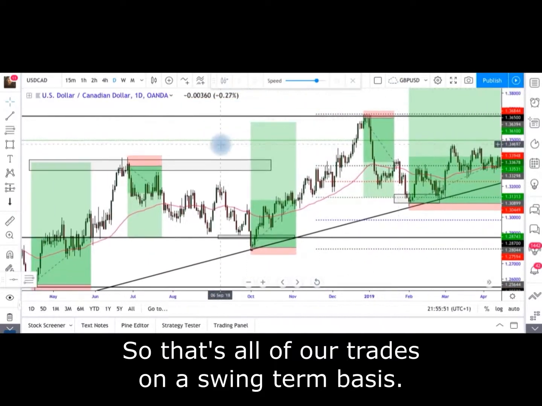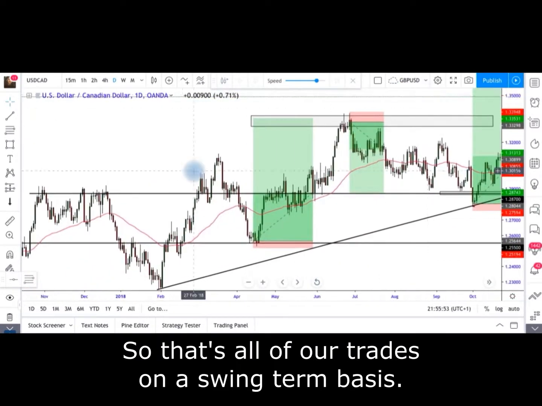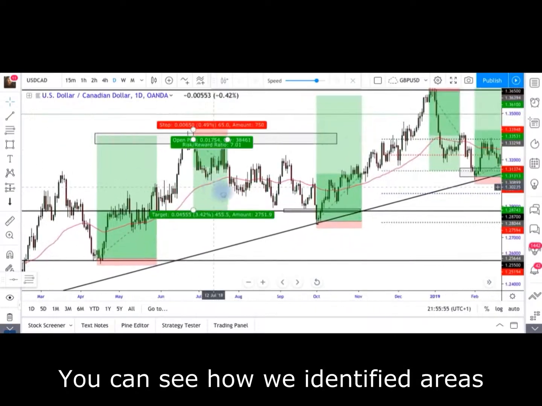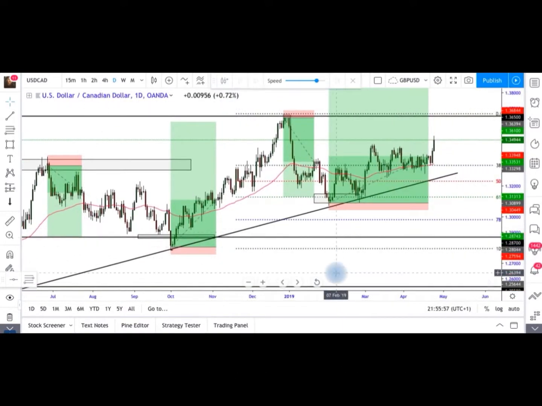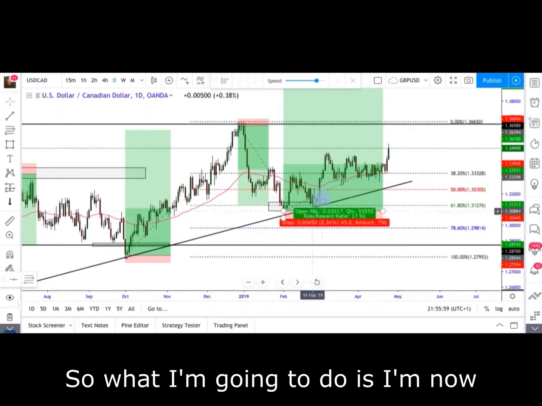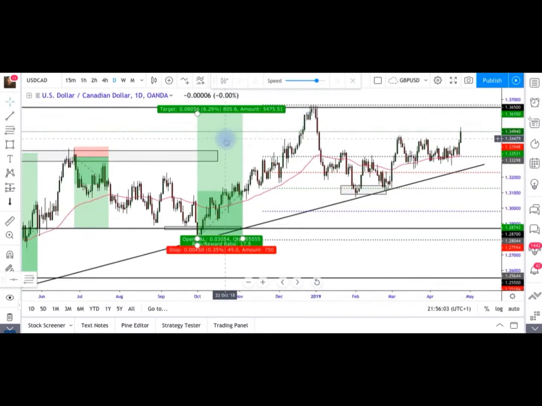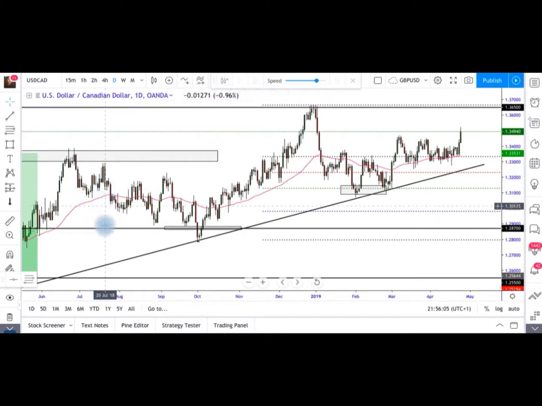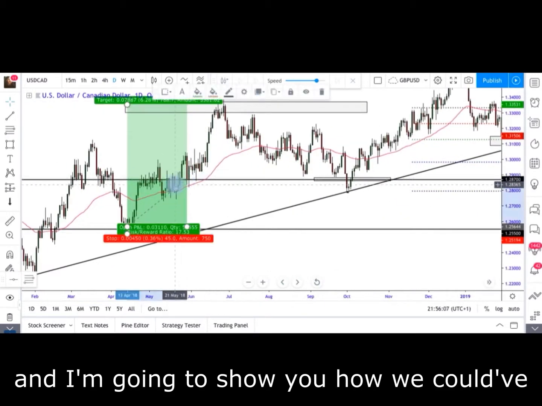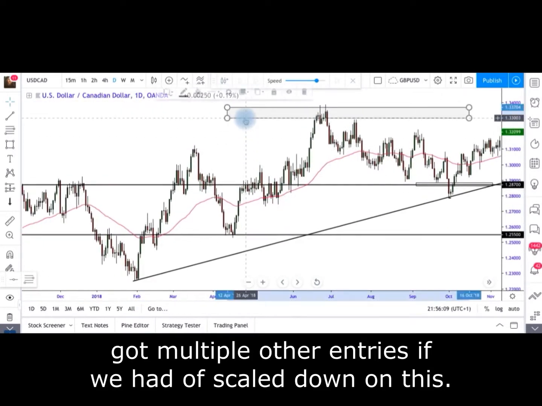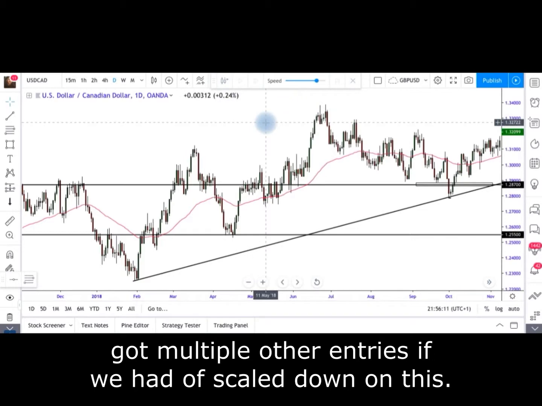So that's all of our trades on a swing trade basis. You can see how we identified areas and then we zoned right down. So what I'm going to do is I'm now going to delete all these entries, and I'm going to show you how we could have got multiple other entries if we had scaled down on this.